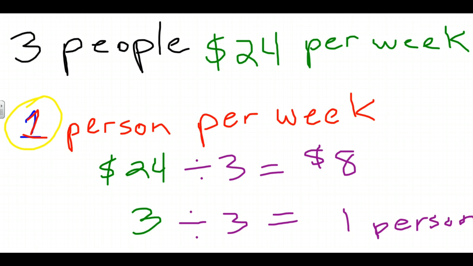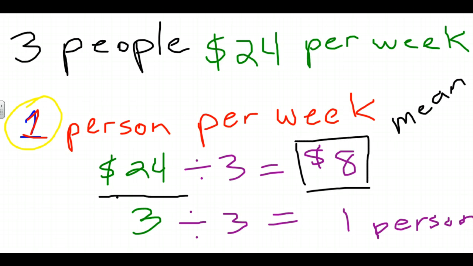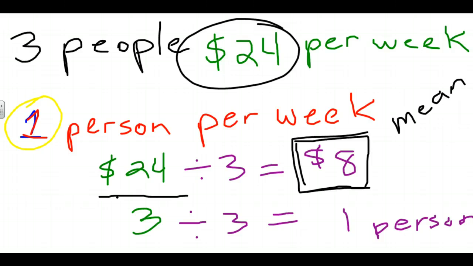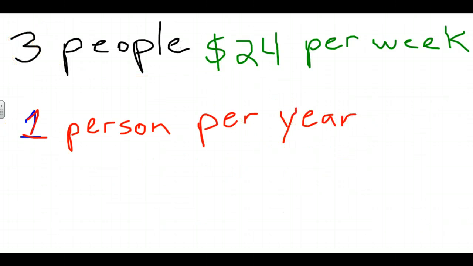Now, if we rewrite this as a fraction, $24 over 3 people, and divide numerator and denominator by 3, we get the same fraction, which is $8 per 1 person. This is just finding the average, or the mean, for 1 person per week. Now, knowing that we have $8 for 1 person for a week, by taking the $24 that we had in our example for 3 people and dividing it by those 3 people, we end up with $8 on average per person per week from your group.